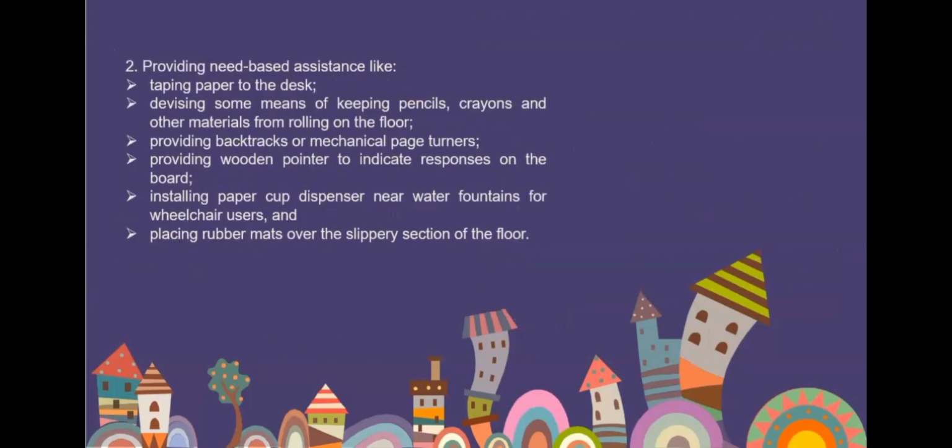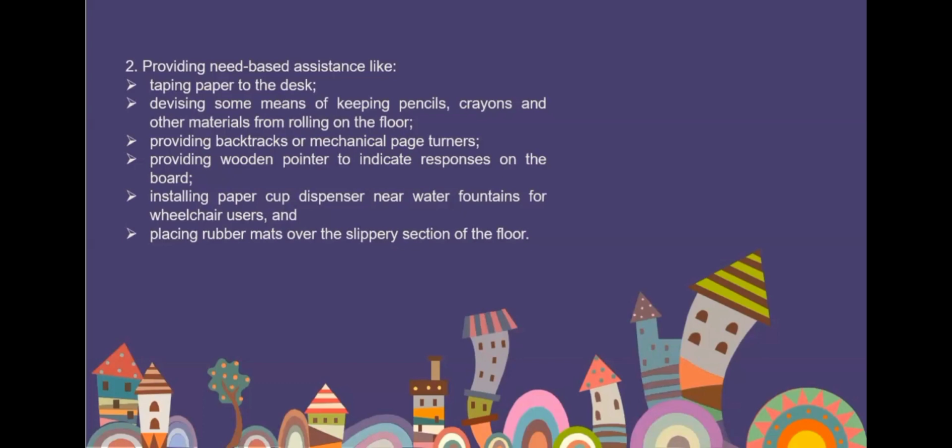Number 2, providing needs-based assistance like taping paper to the desk, devising some means of keeping pencils, crayons, and other material from rolling on the floor, providing book racks or mechanical page turners, providing a wooden pointer to indicate the response on the board, installing paper cup dispensers near water fountains for wheelchair users, and placing rubber mats over the slippery section of the floor.